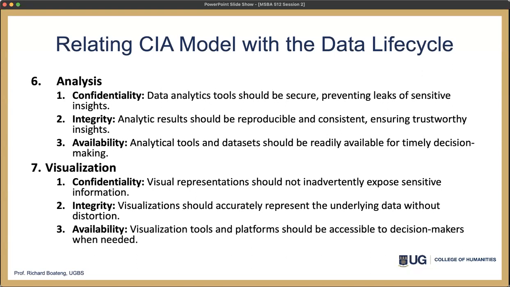Analytic tools and data sets should be readily available for timely decisions. But it should be available to the authorized persons. Visualization: visual representations should not inadvertently expose sensitive information, which is also important. Sometimes some of the visual representations may end up giving too much information than you expected. So that one you have to look at.